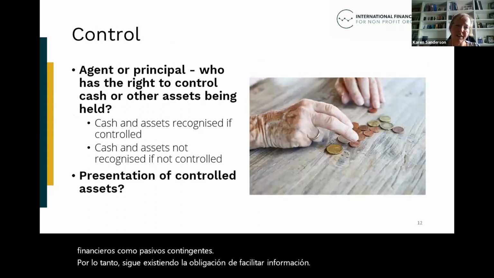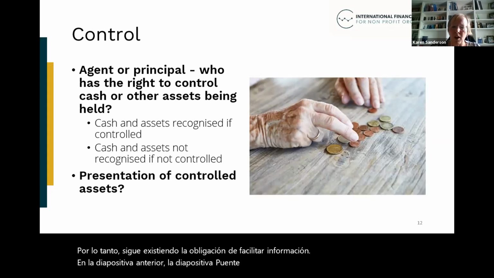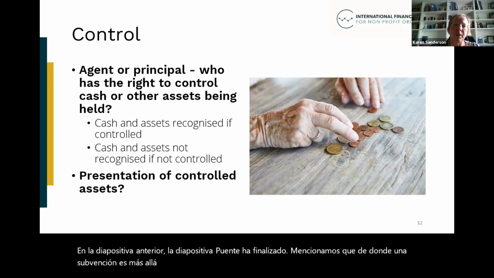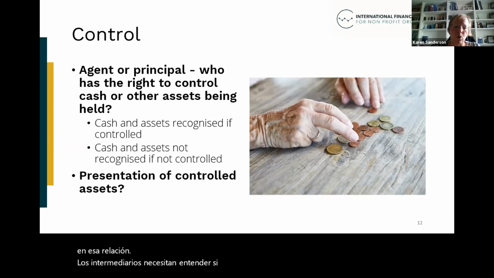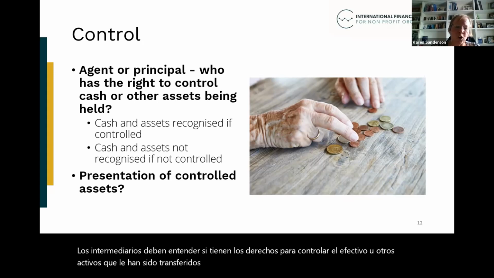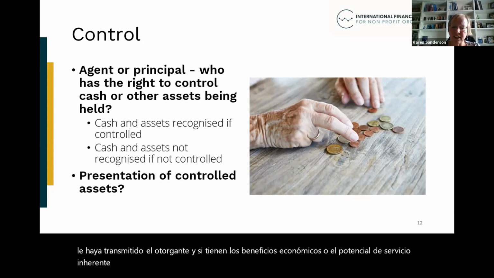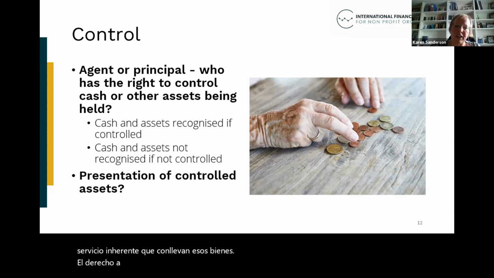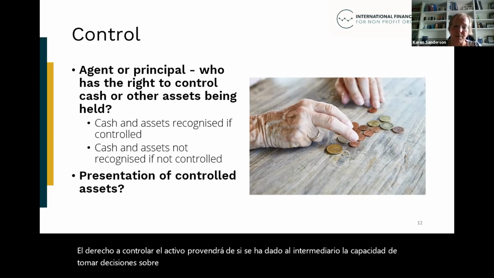On the previous slide, the slide we've just finished, we mentioned that where a grant is passed from one non-profit organisation to an intermediate non-profit organisation and then onto another, the intermediary needs to decide whether it is an agent or principal in that relationship. Intermediaries need to understand whether they have the rights to control cash or other assets that have been passed to it by the grantor, and whether it has the economic benefits or the inherent service potential that come with those assets. The right to control the asset will come from whether the intermediary has been given the ability to make decisions about the allocation of the resources that it has been given.